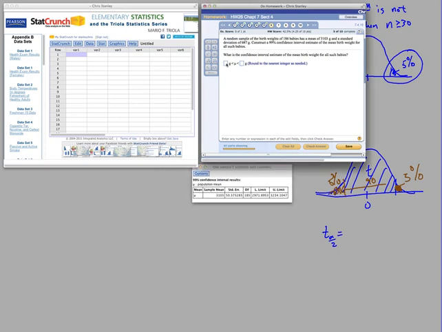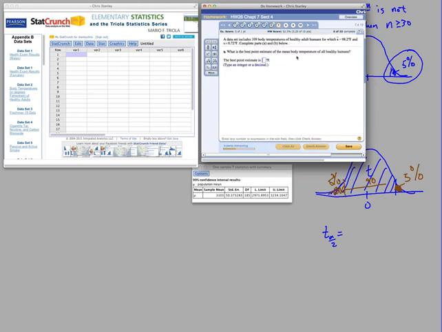And this is my lower. What do I want to round to? Nearest integer. Round to the nearest integer. So let's go to 2972. And let's go to 3234. Yep, and that's it.